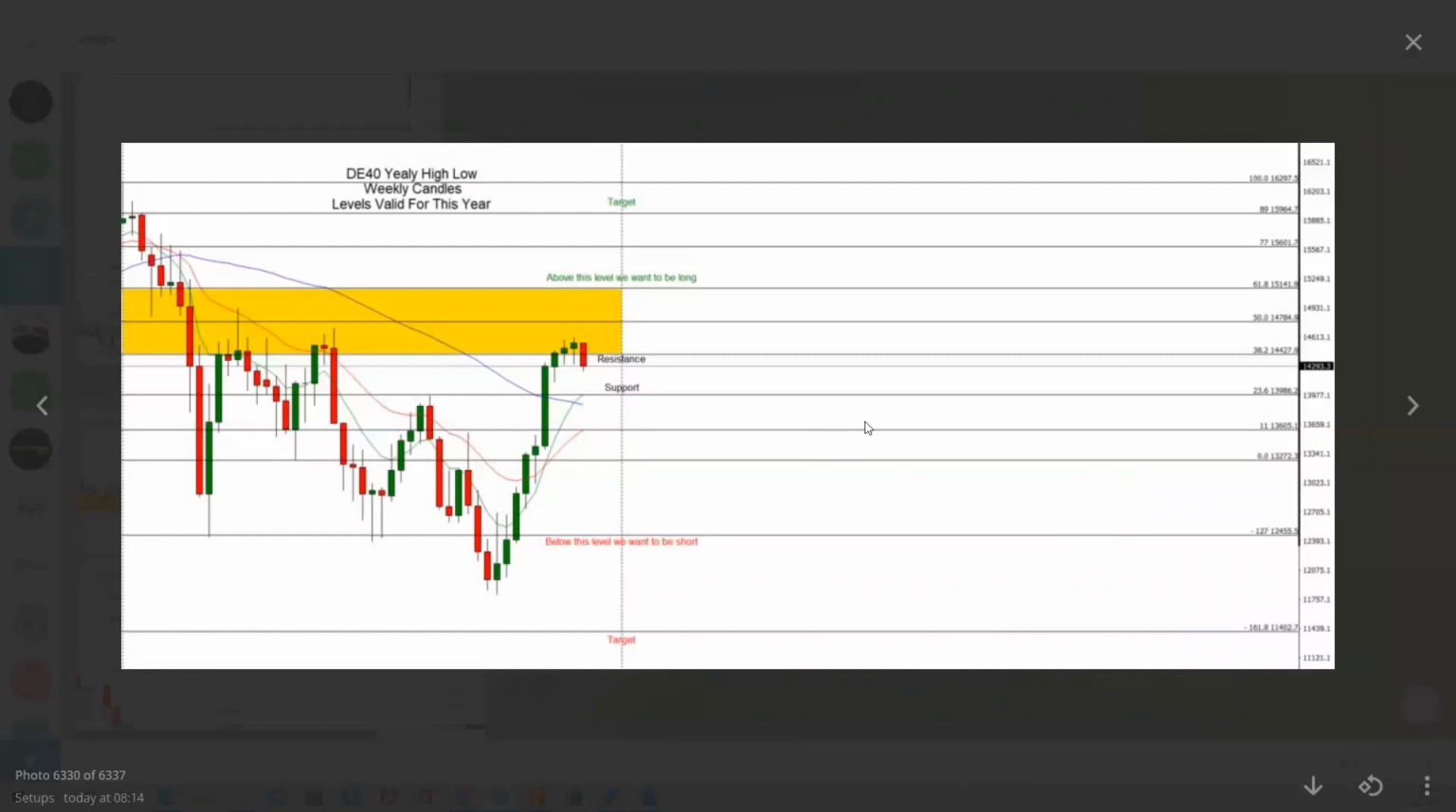On the DAX yearly high low, currently between levels of 23.6 and 38.2 as support resistance. If you look at the moving averages, trend is up, 8 is above 21. So with that, we want to push above the 61 to aim for the 89.